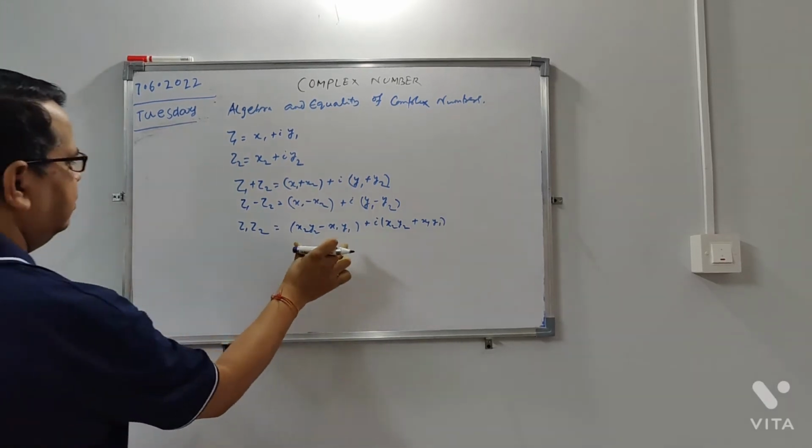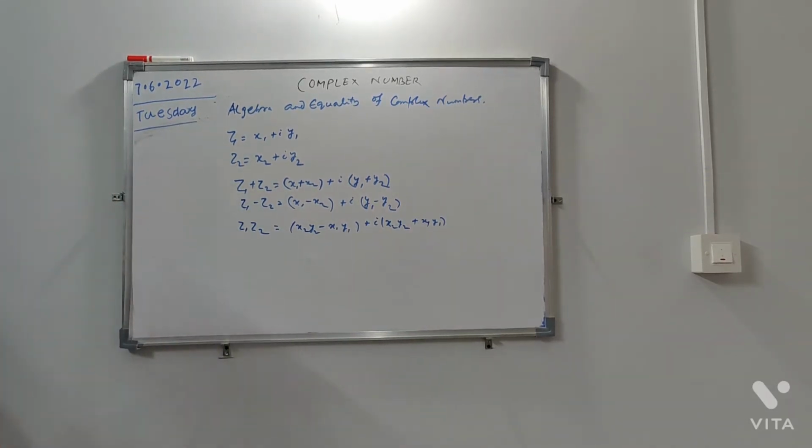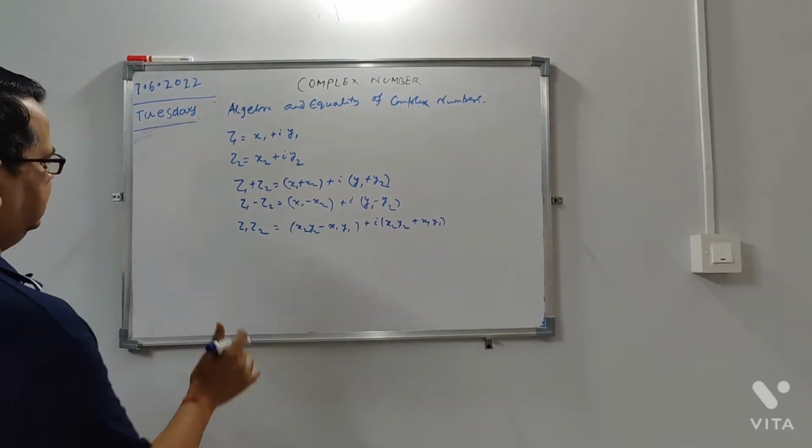So you just remember that in the real part you will have a minus sign. In the imaginary part you have a positive sign. That's all you have. Not like that, same thing. We just have to remember this. You can derive it, but it will take time. Then this is multiplication, then division.